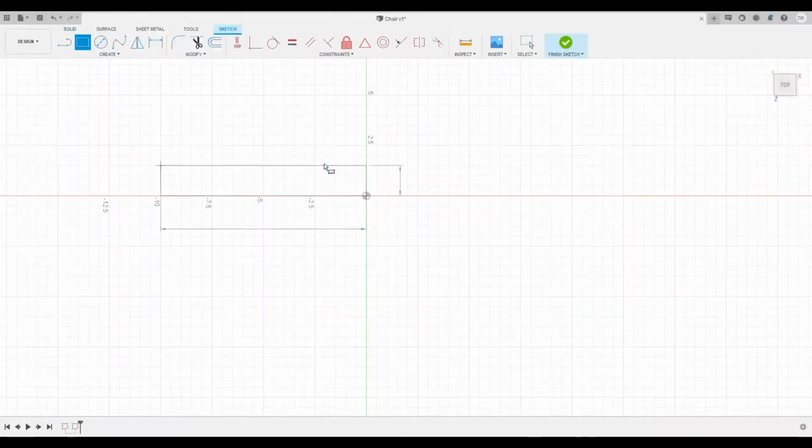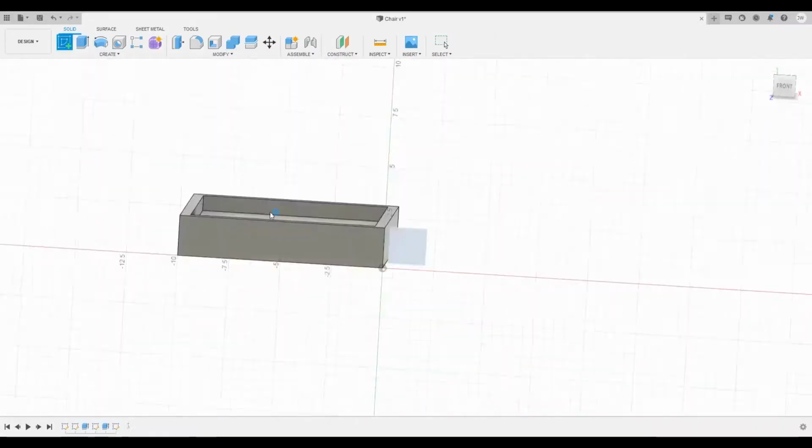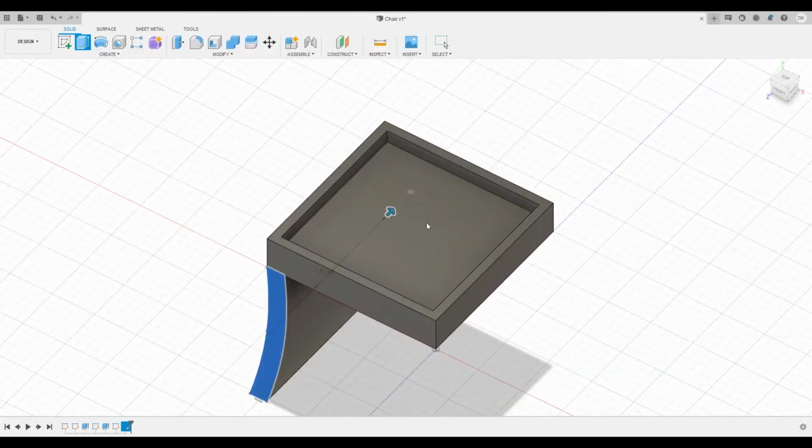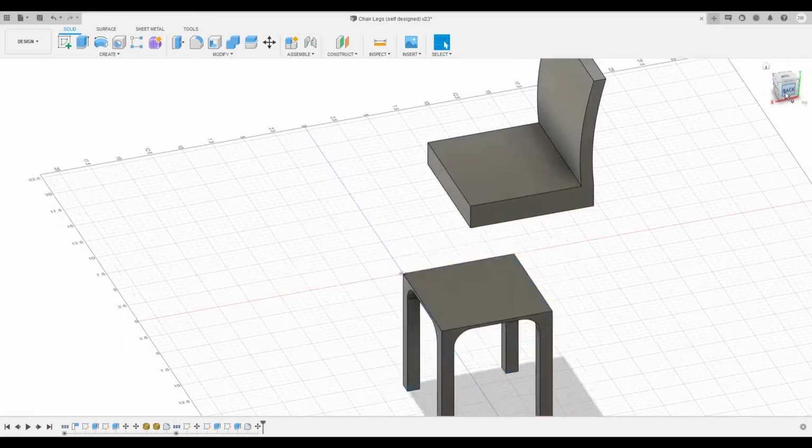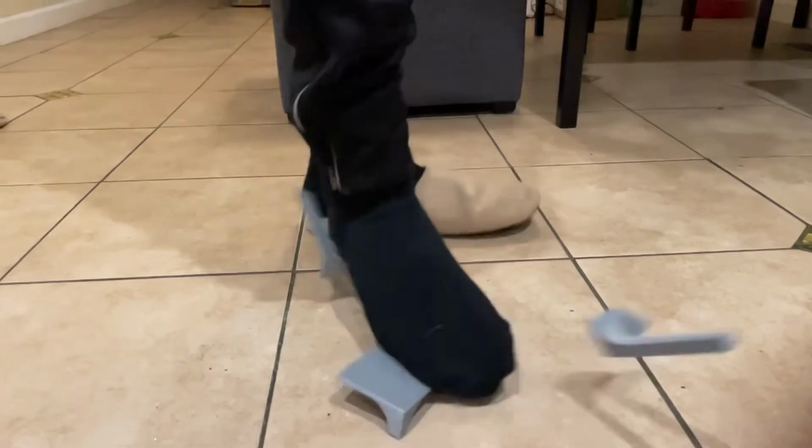Hello, this is a chair I designed using Fusion 360, a computer-aided design software. I was pretty proud of this chair until I tested its strength.